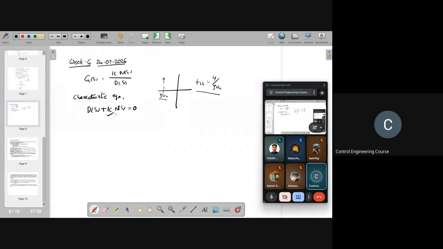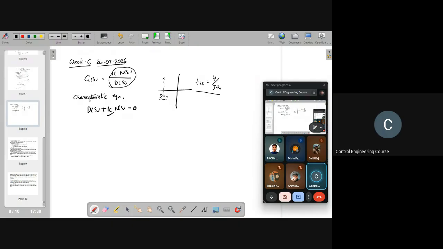Instead of that, if you have one plot which shows, given an open loop system in this form, how the poles are changing with respect to k, that is called the root locus. So root locus is a trajectory of closed loop poles as k changes from 0 to infinity, given an open loop system G of s.